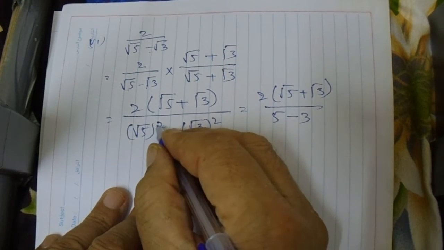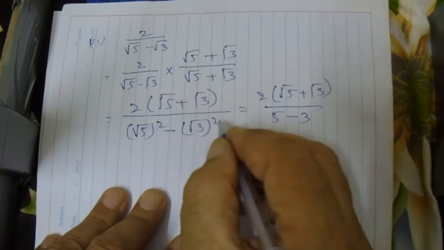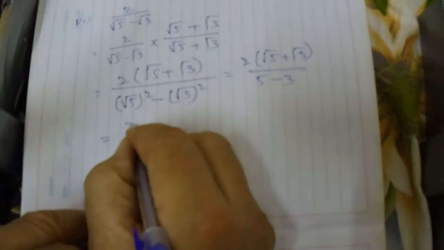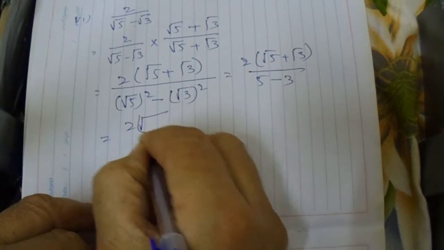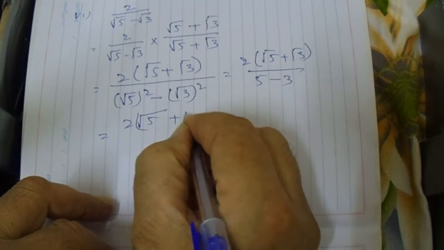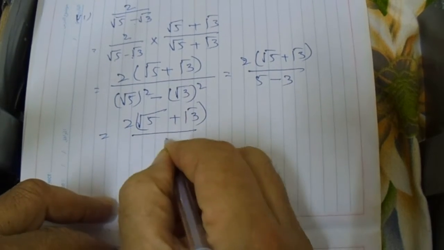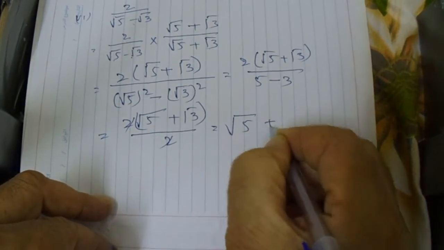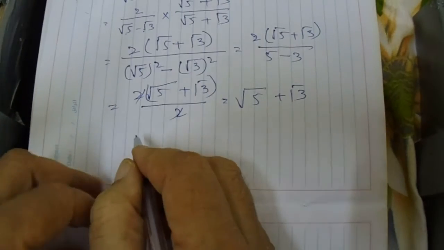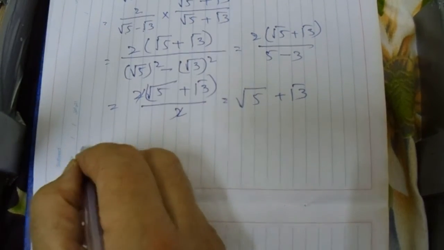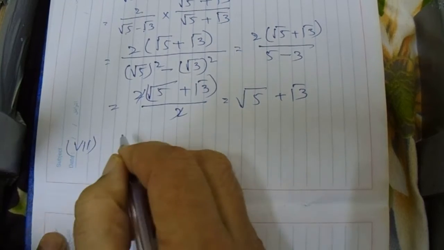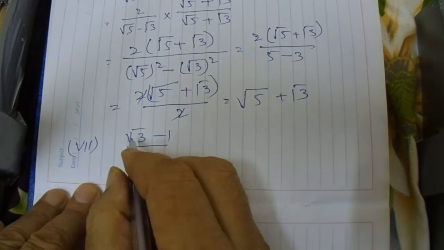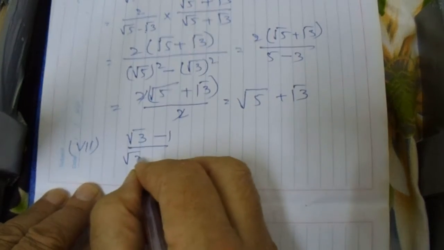Now it is equal to 2 into under root 5 plus under root 3 over 5 minus 3, which is 2. Now 2 will cancel 2, and you have only under root 5 plus under root 3. Now this is the sixth part of this question. Now we write the seventh part of this question. Seventh part is under root 3 minus 1 over under root 3 plus 1.